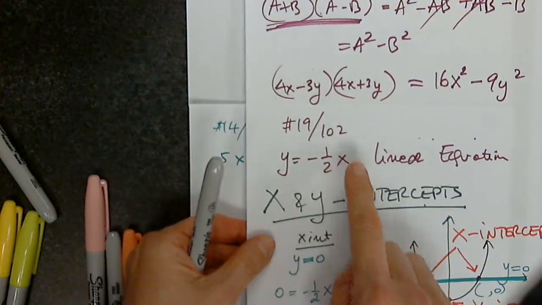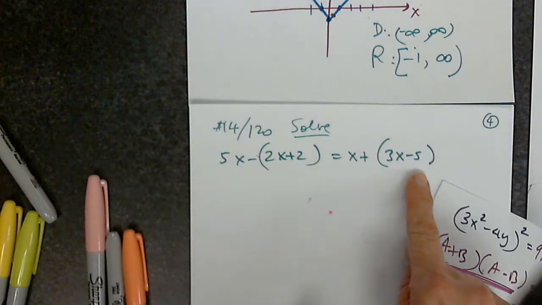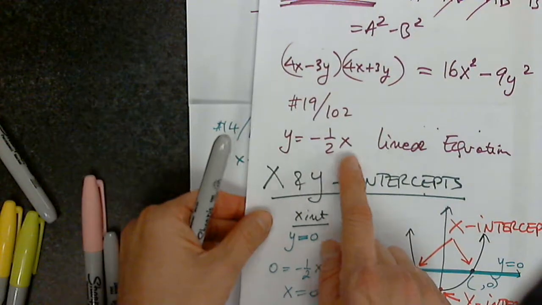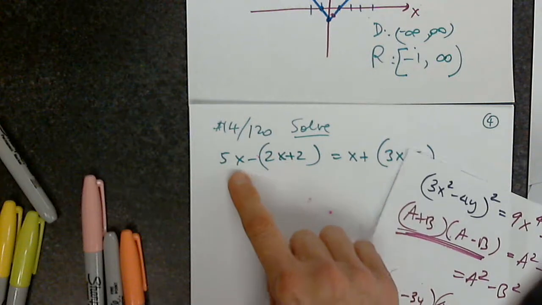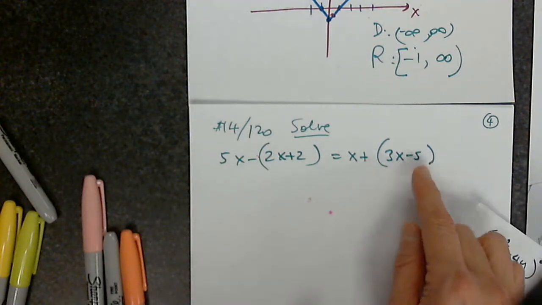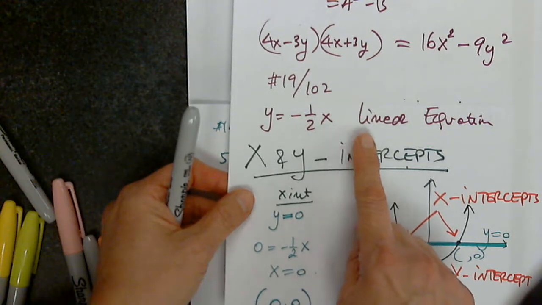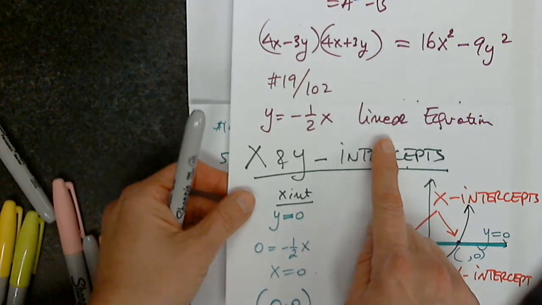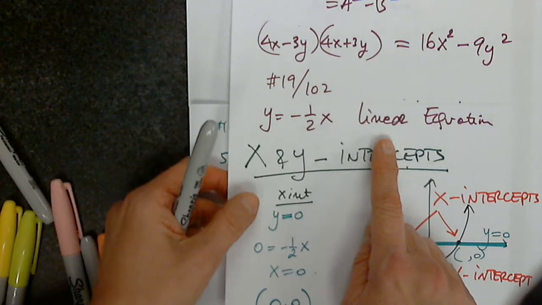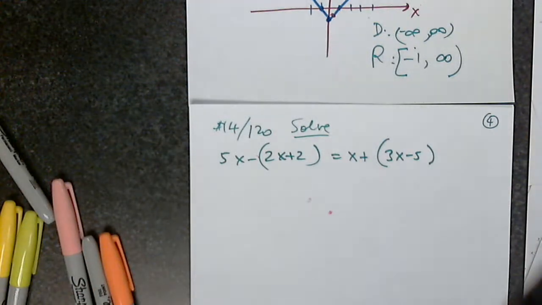Is this kind of similar to this? Negative 1/2 x, 2x, 5x, x, 3x, 5, or negative 5. What can it be? Yes, it is a linear equation, right? So how do I know it's a linear equation?